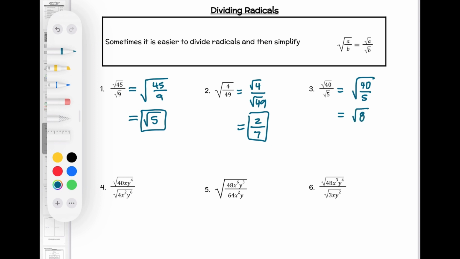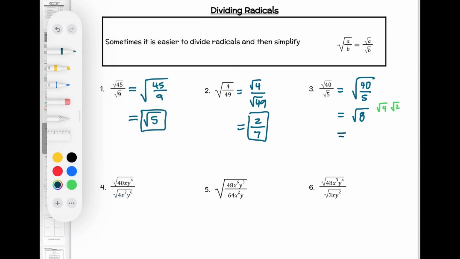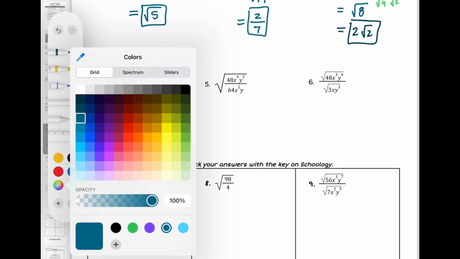So once we get here, we need to decide if we can simplify this any further. The square root of 8 can be simplified. The biggest perfect square we can divide it by would be 4, and we'd be left over with 2. So if we do that, we know the square root of 4 is 2. And the square root of 2, we can't simplify that anymore, so that would be our final answer.